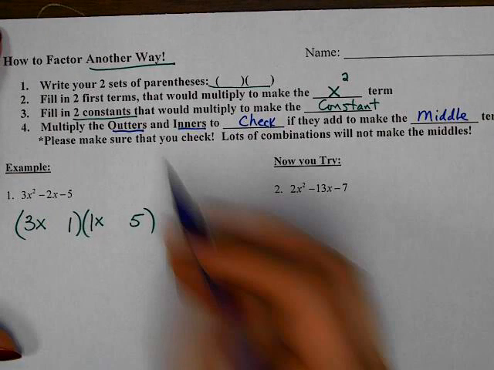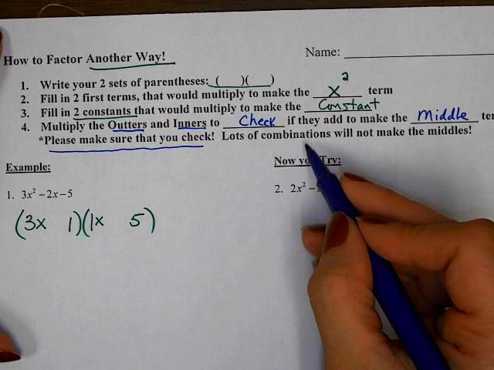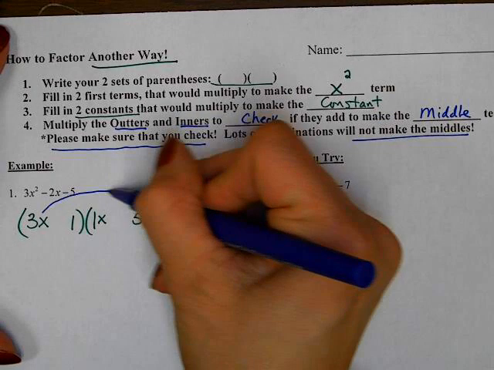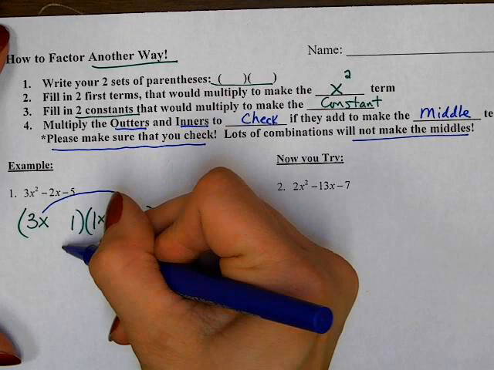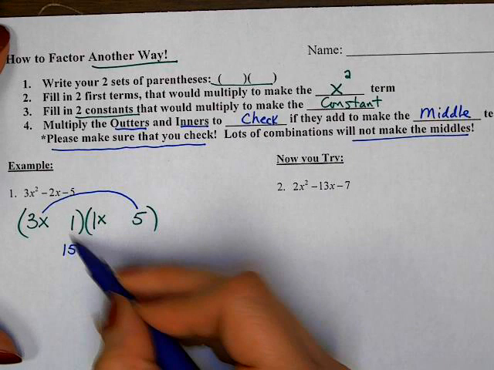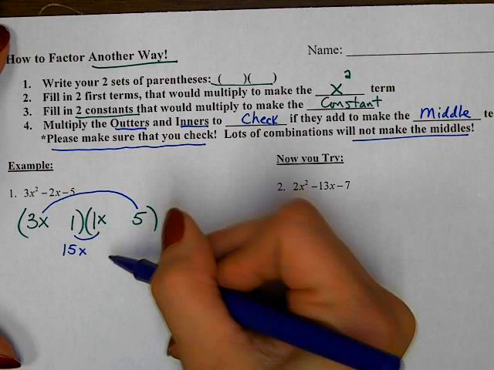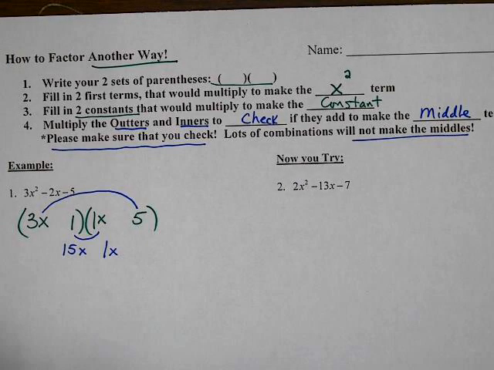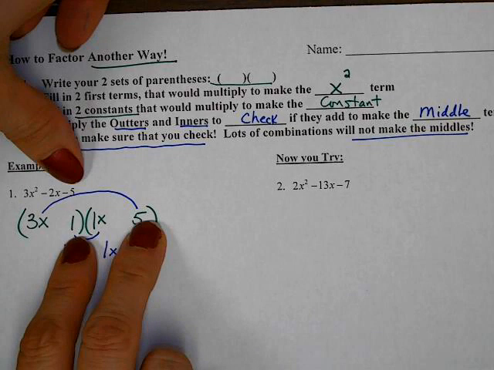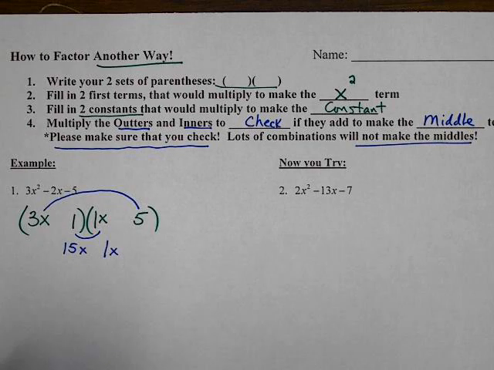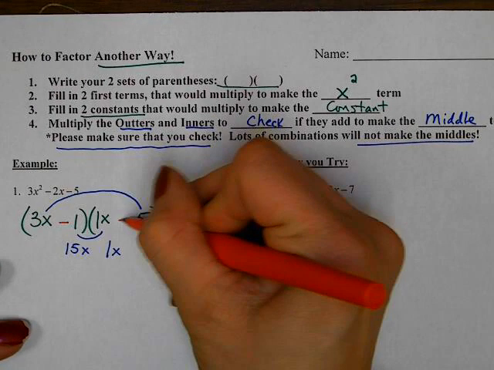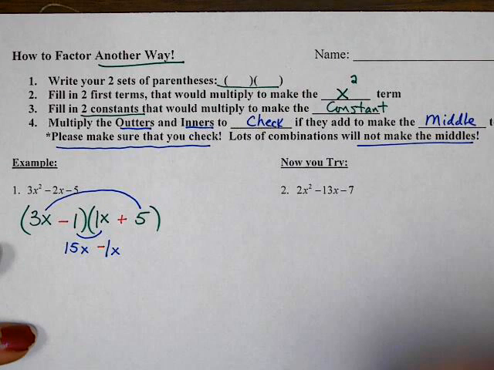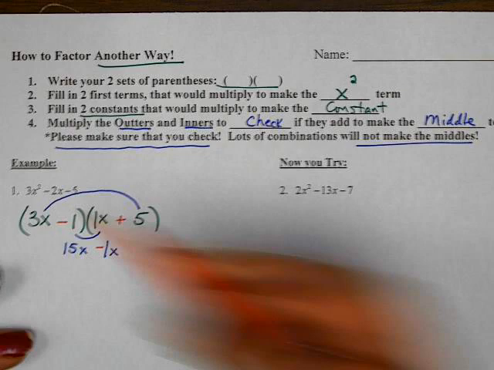You can't just stop. Please make sure that you check. There's lots of combinations that will not make the middles. By outers, I mean outers right here: 3x times 5 is 15x. And then the inners are these ones, and that would be 1x. Now I know we didn't put the plus and minus signs in. To make a negative 5, one of these has to be negative. So maybe I'll try negative here, positive here. So this would be 15x, and this would be negative 1x. So does that make negative 2x?